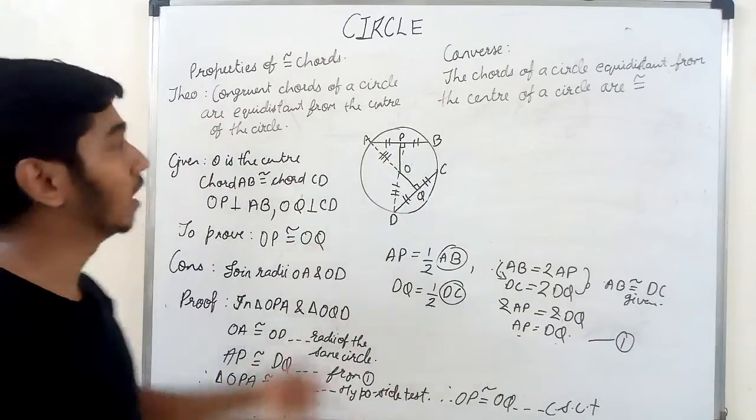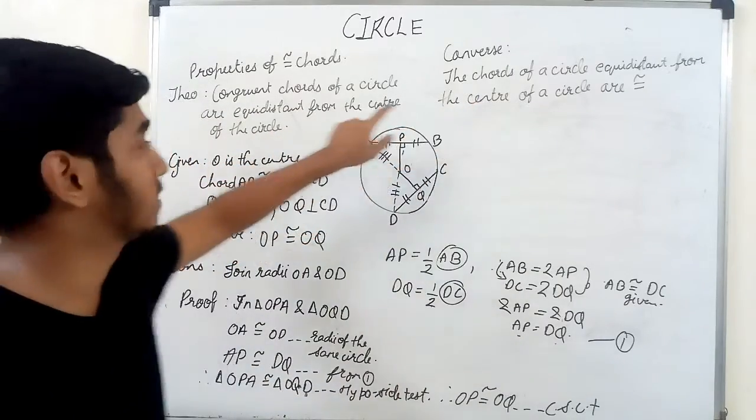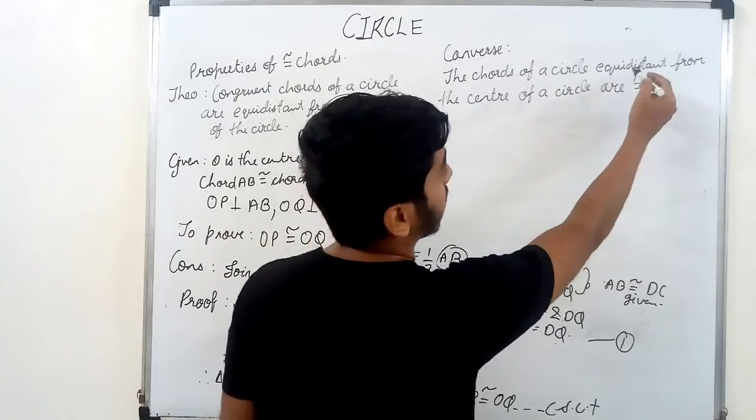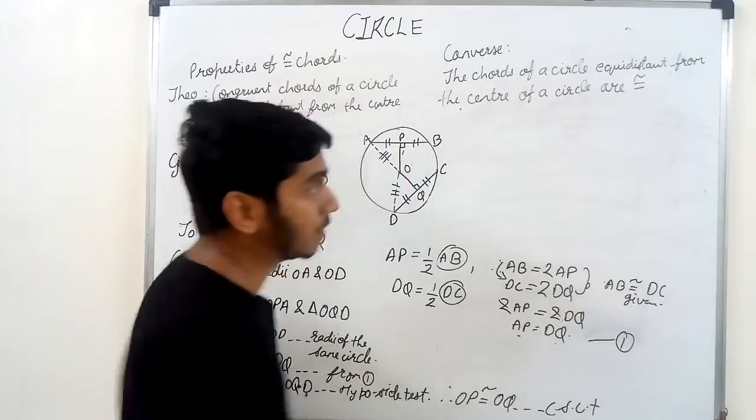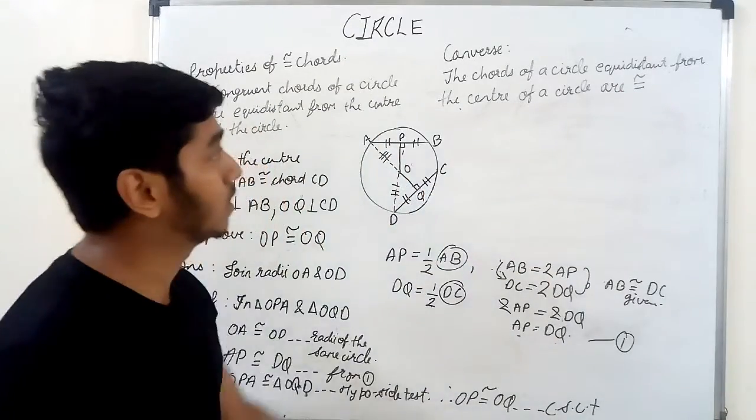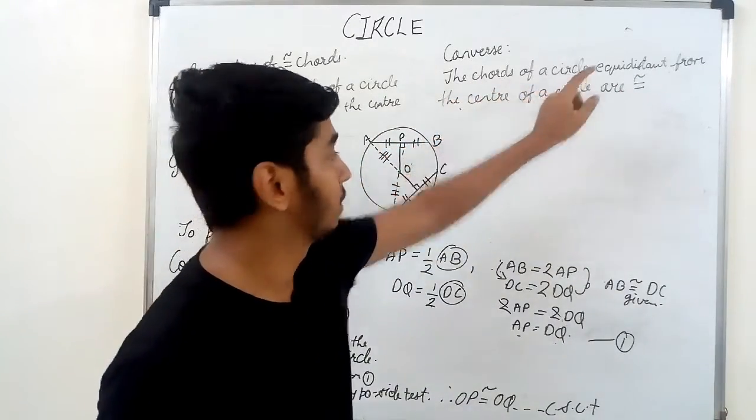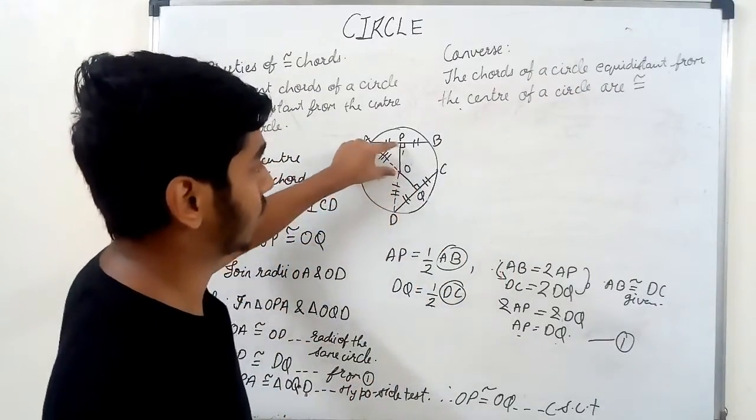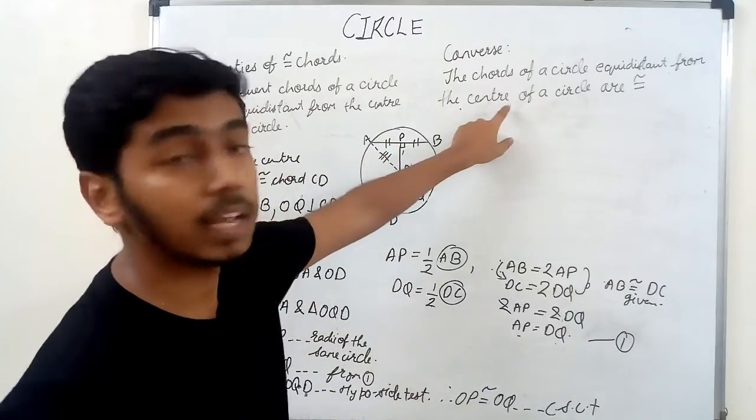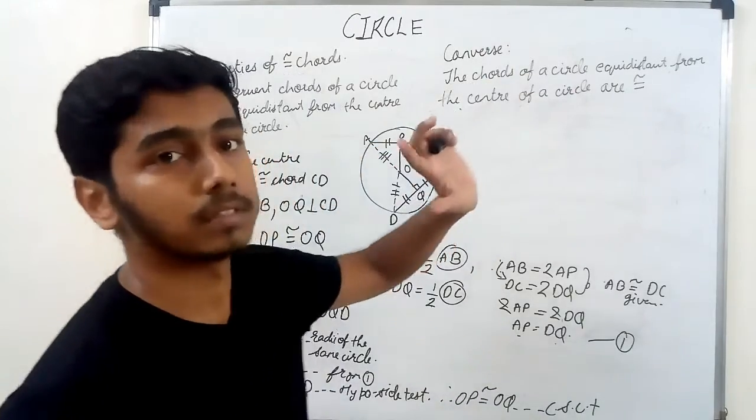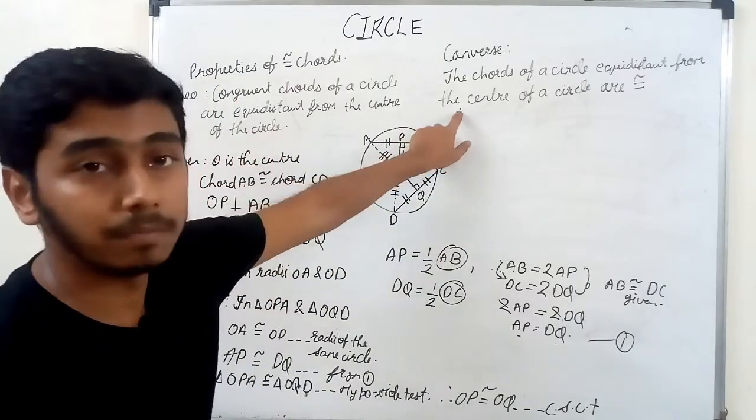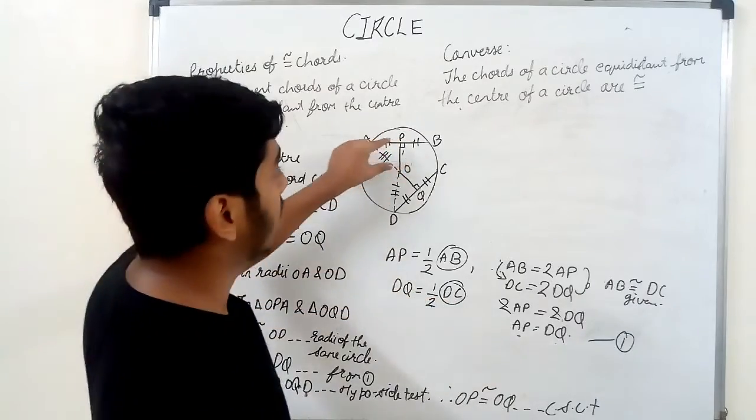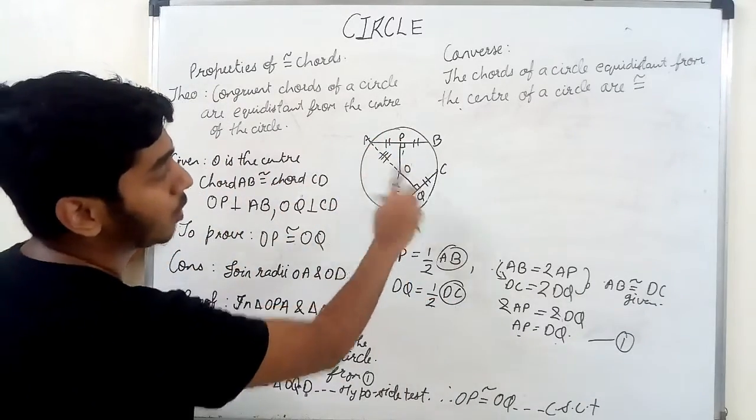Now let's see another. Now this statement, it's just the converse of this statement, which says that the chords of a circle equidistant from the center of a circle are congruent. Now what is it saying? The chords of a circle equidistant from the center. So OP and OQ, they are equidistant. It is already given to us because this theorem which we are taking is the converse of this which we proved just now.